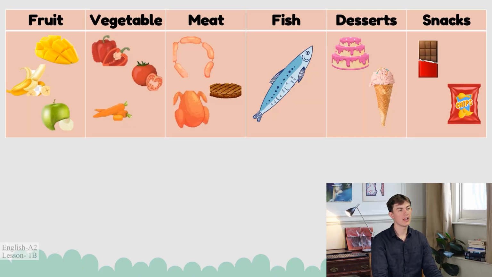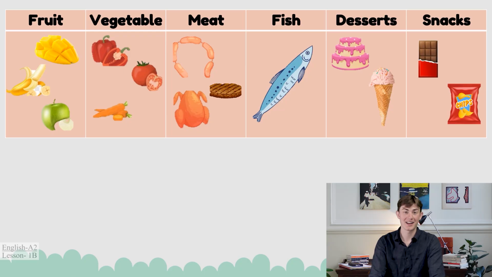Now, what are we going to put in our meat section? In our meat section, we have the sausages, a nice string of sausages there, a burger made of meat, and then we also have the chicken there. Now, some people, of course, do not eat meat, and we call those people vegetarians. So vegetarians do not eat meat.